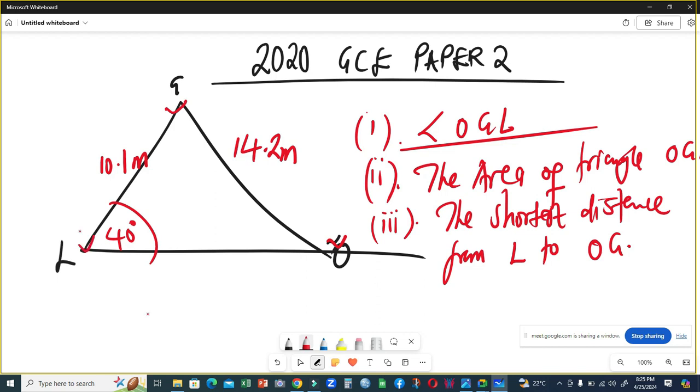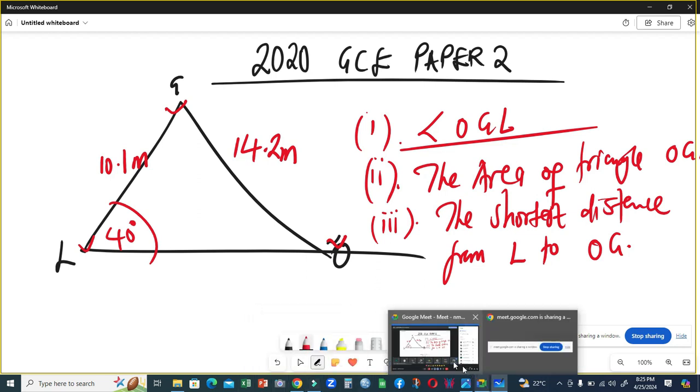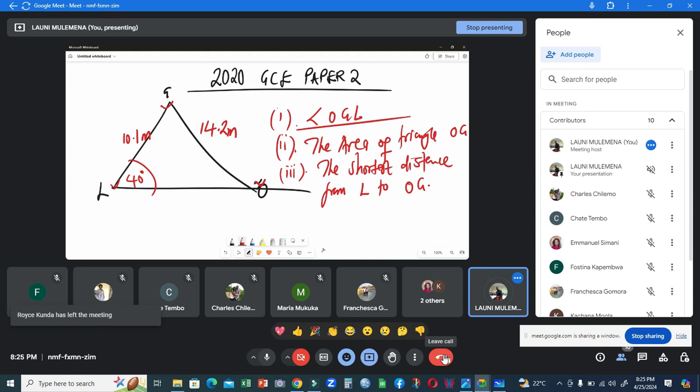For the angle they are referring to, we normally use the middle letter. In this case, you have been given three letters, O, G, and L. So the middle letter is G, meaning that they want us to calculate angle G. That is about which angle to calculate.